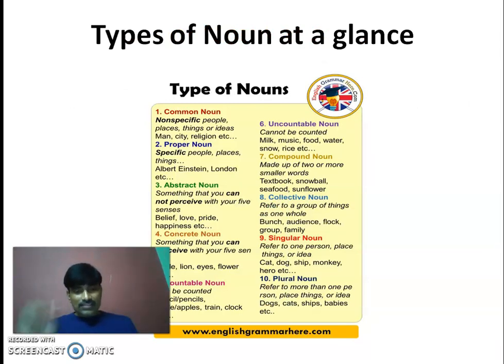And at a glance, I have incorporated for you a very nice picture which is there on englishgrammarhere.com, which is available online also. You can see the examples, and they have given it in a nutshell. I liked this particular picture, so I just wanted you to have a look at it.